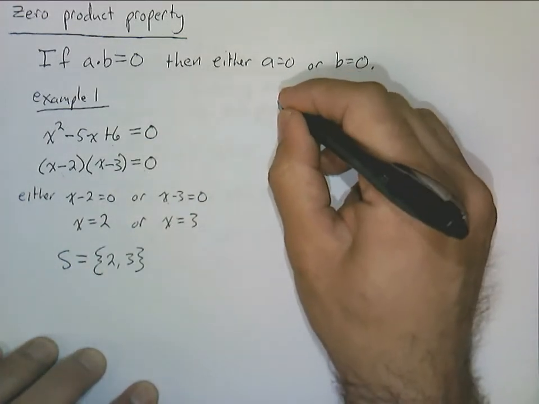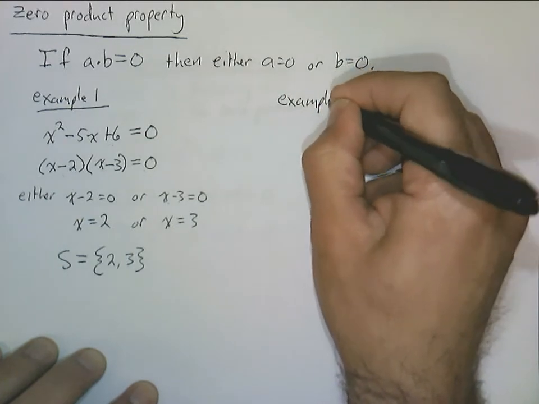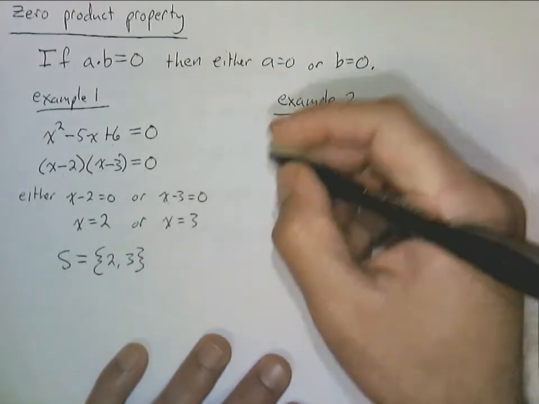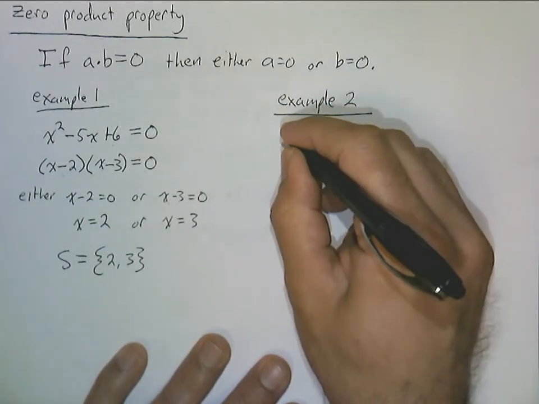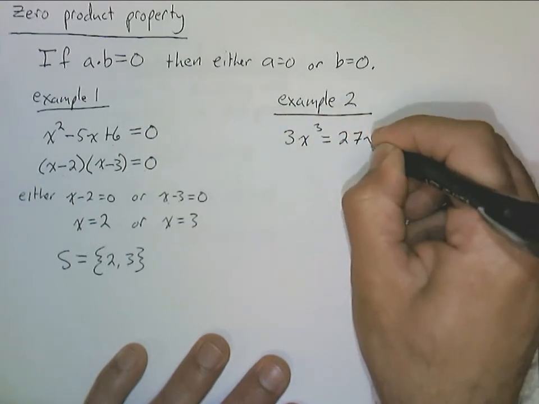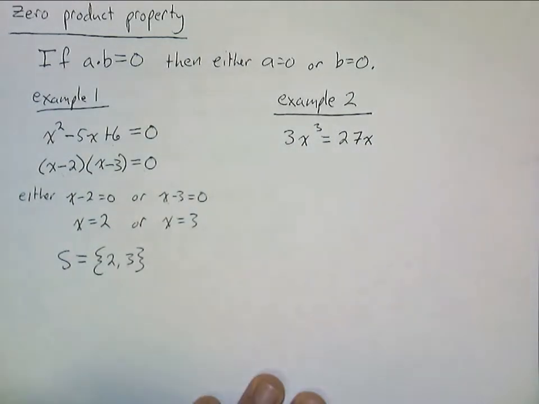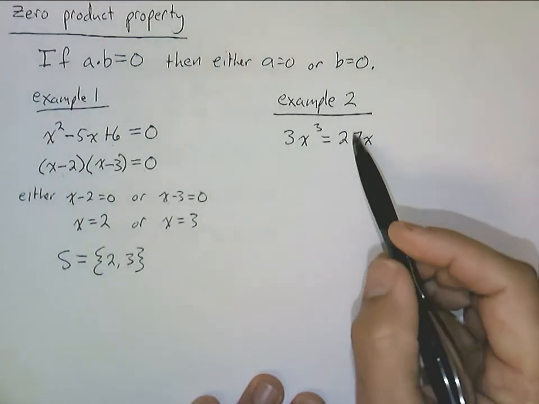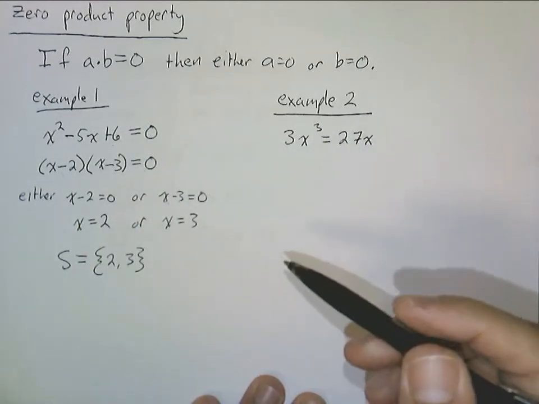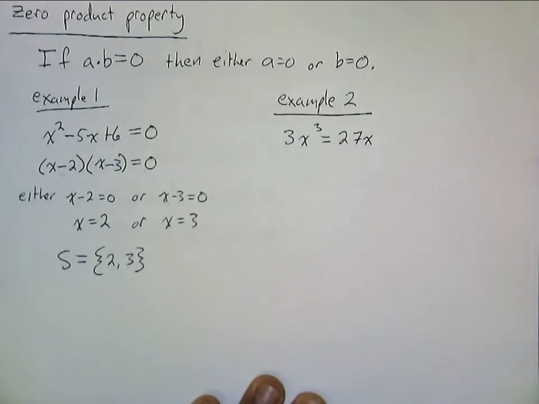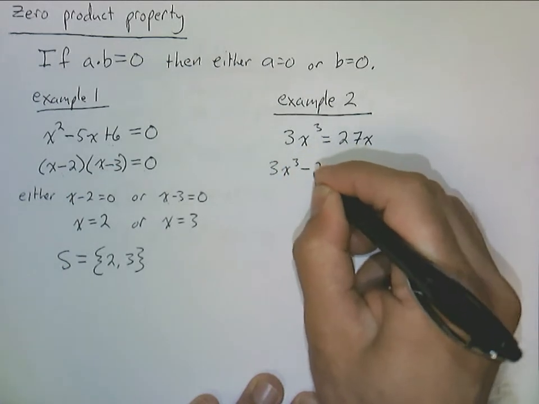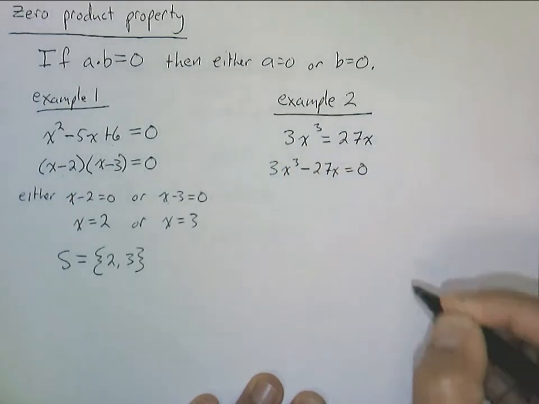So let's do something a little bit more difficult here for one more example. We'll call this example 2. And we're going to go even beyond a quadratic. Let's do a cubic. 3x cubed is equal to 27x. Now, if we're going to solve this by factoring, we need to have the product equaling 0, meaning we need a 0 on one side. An easy way to do that is just subtract 27x from both sides. So this equation is equivalent to 3x cubed minus 27x equals 0.